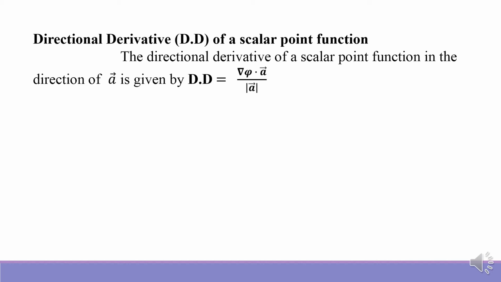Then first find del phi. Phi is given, find del phi. Then a vector is the given vector. Then find modulus of a vector. Then the final directional derivative equals del phi dot a vector by modulus of a vector.